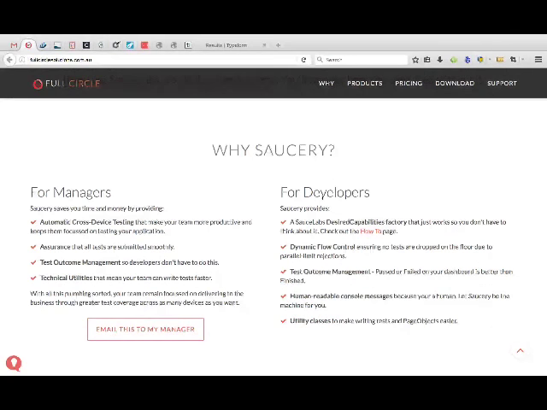The double call to action is weird too. Like, buy now, credit card logos, try free. Wait, so do I start a trial or am I buying it?